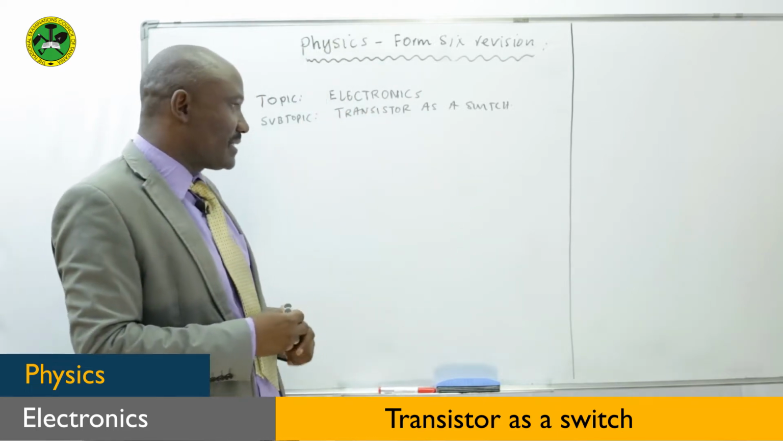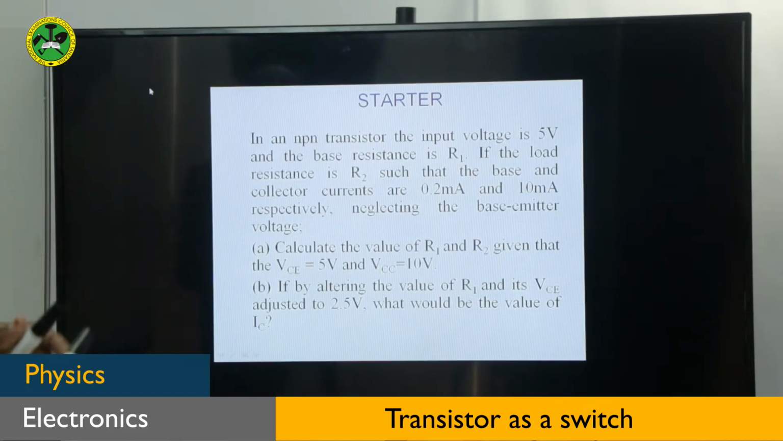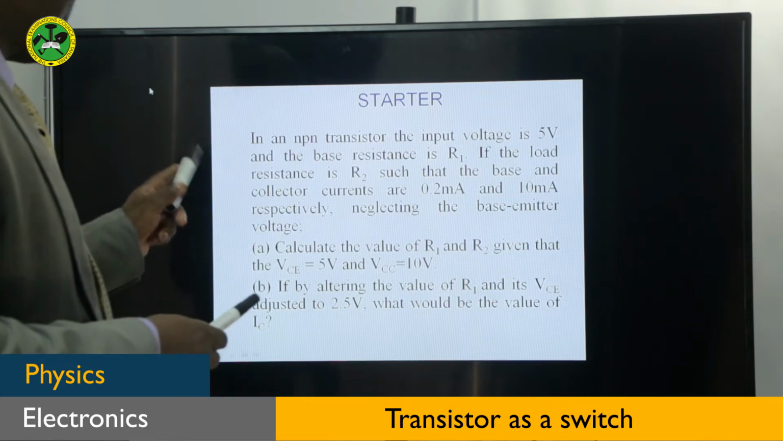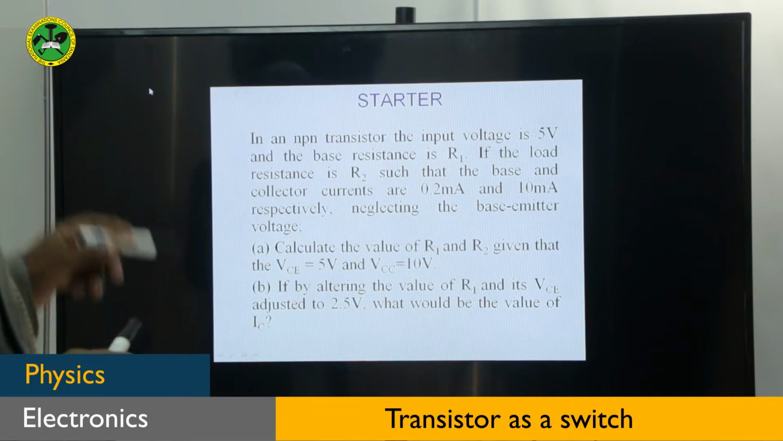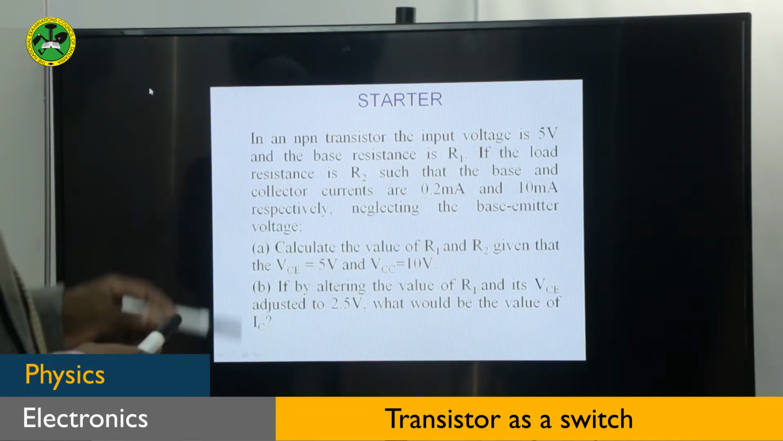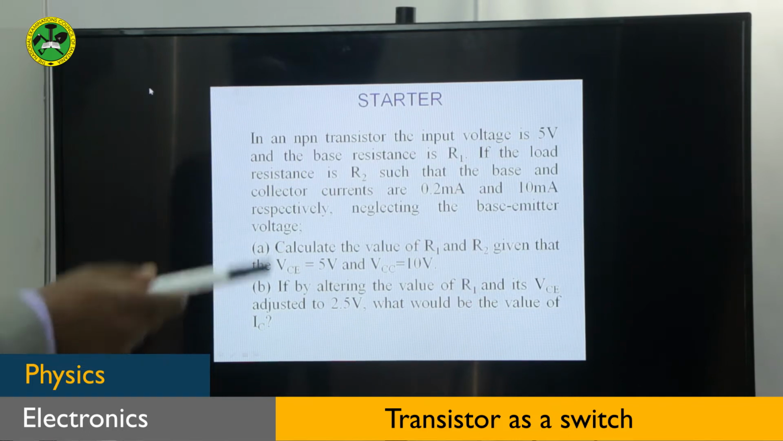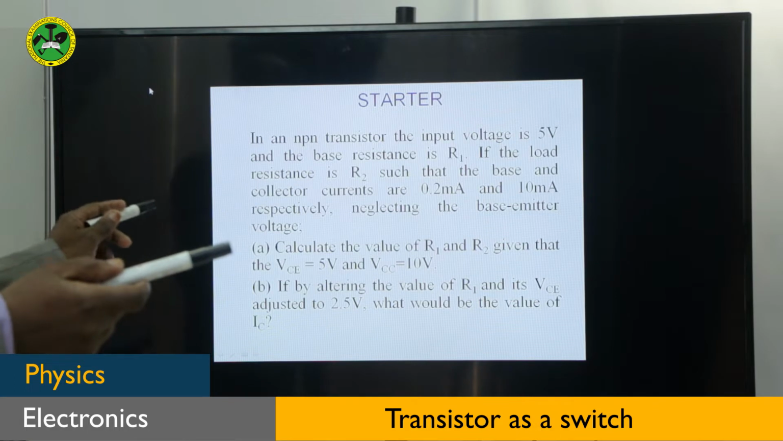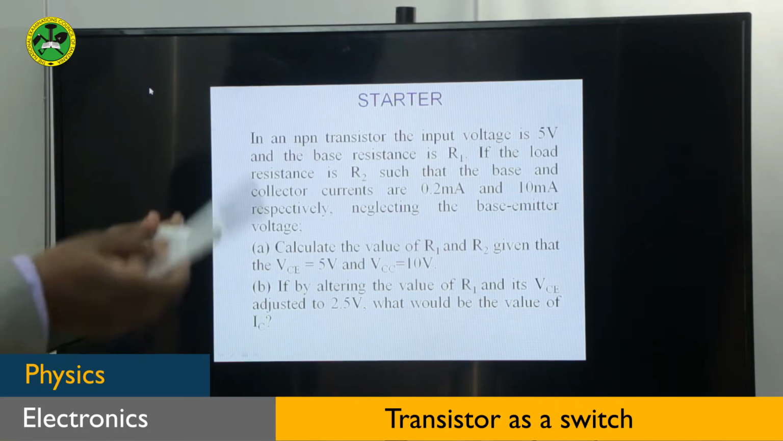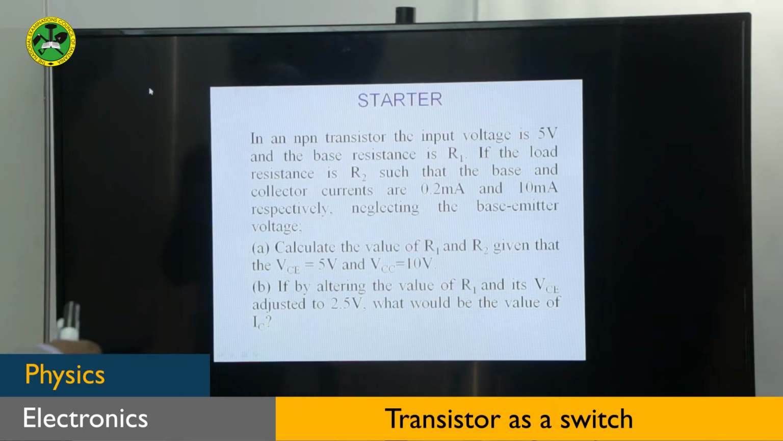The question says, in an NPN transistor, the input voltage is 5 volts and the base resistance is R1. If the load resistance is R2, such that the base and the collector currents are 0.2 milliampere and 10 milliampere respectively, negate the base emitter voltage. This is the information we're given. We want to test whether you remember what we discussed in the previous subtopic.